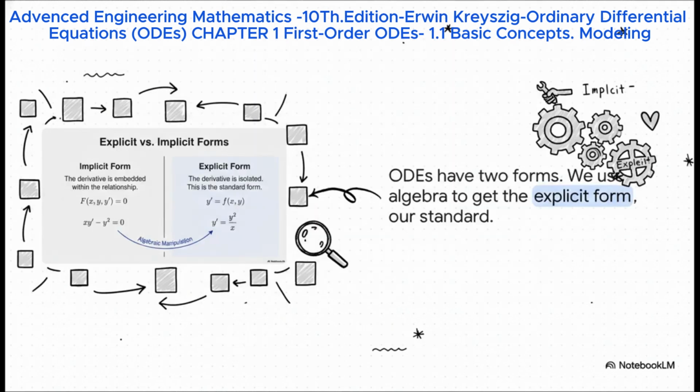Now, you're going to see ODEs written in a couple of ways. There's the implicit form, where everything's kind of jumbled together, but with a little bit of algebra, we can clean it up and get it into this much nicer explicit form, where the y prime is all by itself on one side. That is our standard form. That's the one we always want to aim for.